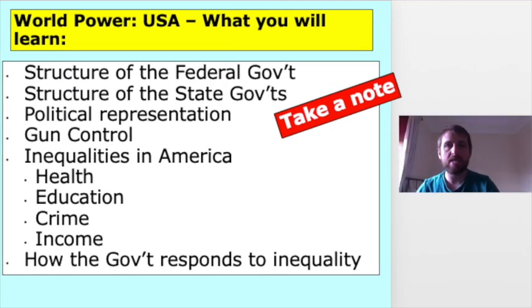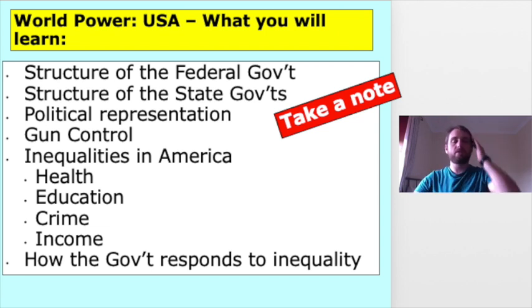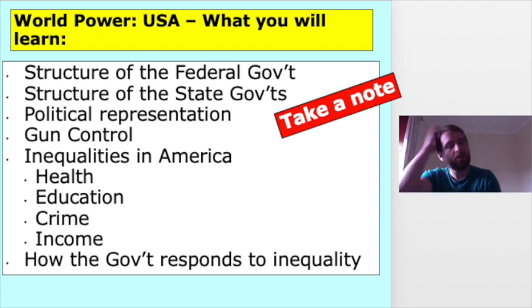Now, the last unit that we're going to be discussing is the World Power unit, and we're going to be focusing on the USA. So what we learn: we're going to talk about the structure of the government, how it's all set up, what the different branches of government are, and how they all work together. We're also going to talk about the state governments. There's 50 individual states that all make up the US government, and they work independently of each other in some ways, similar in a way to Scotland and the UK government. What's the different political representation?